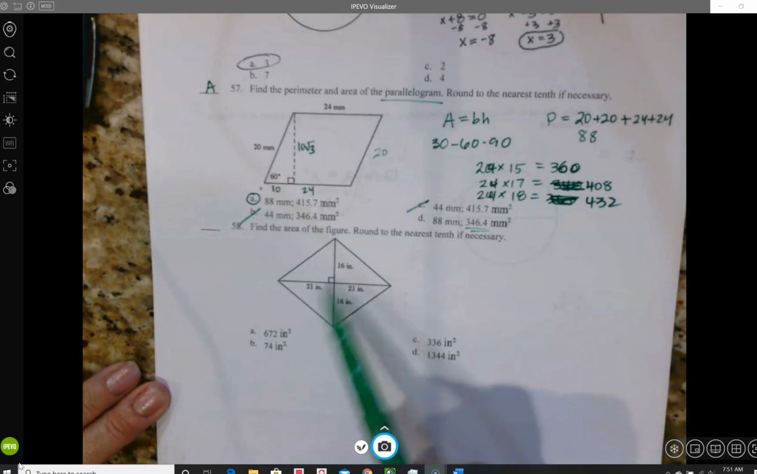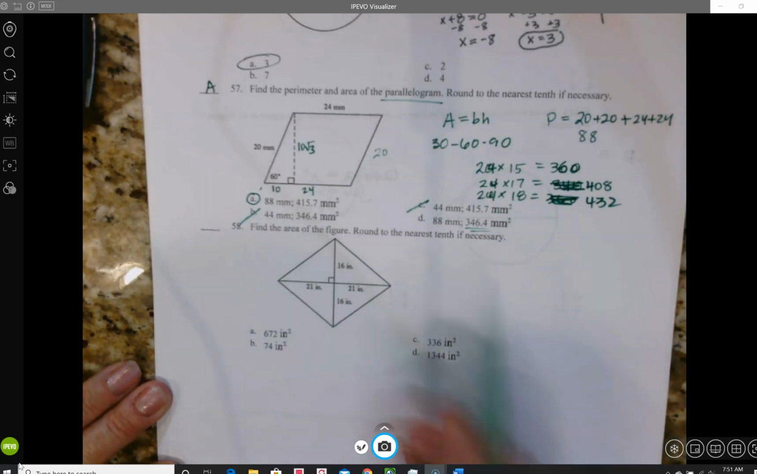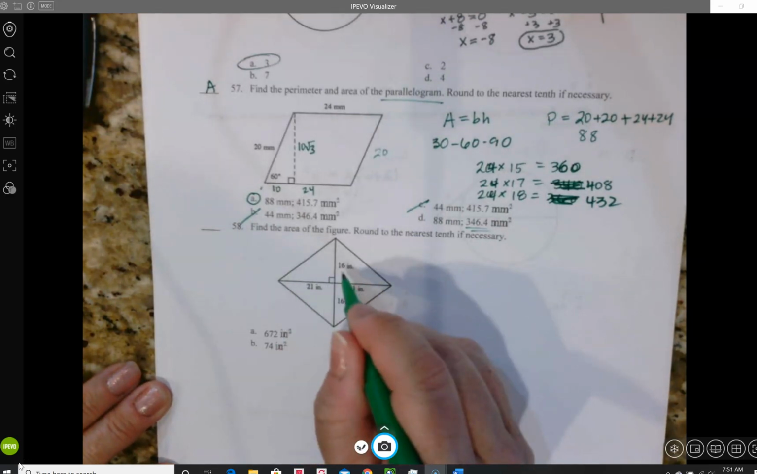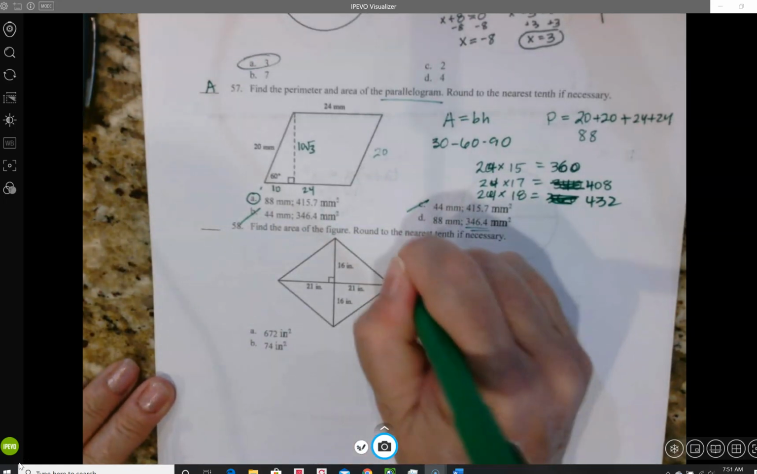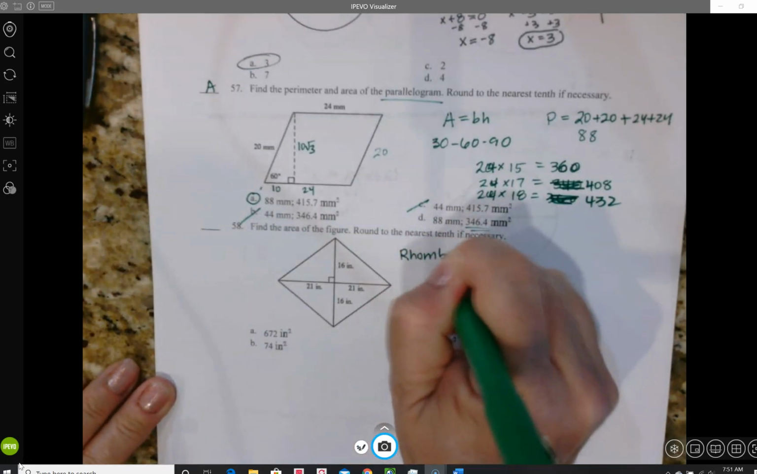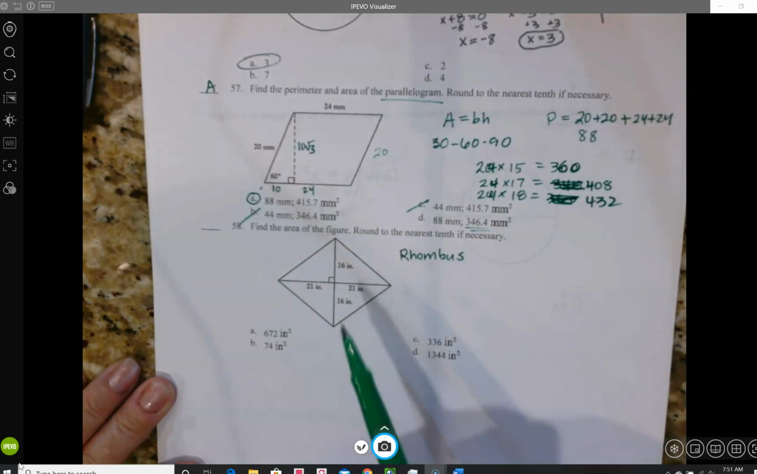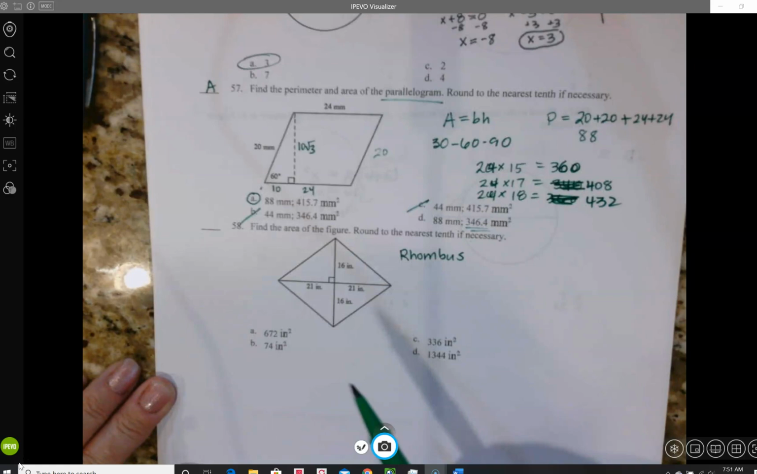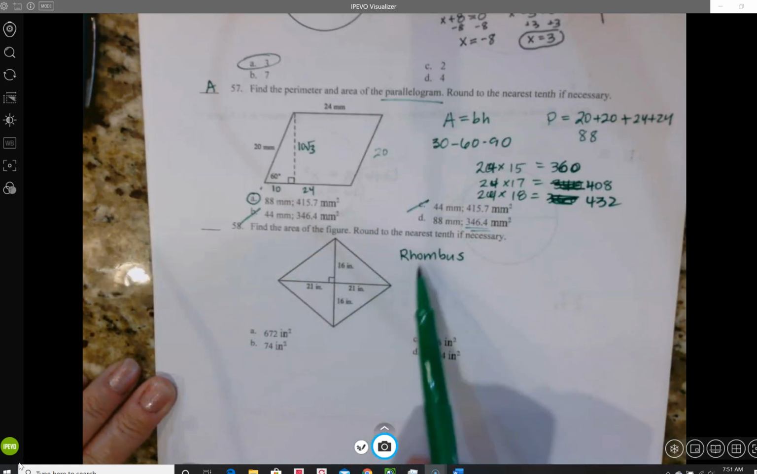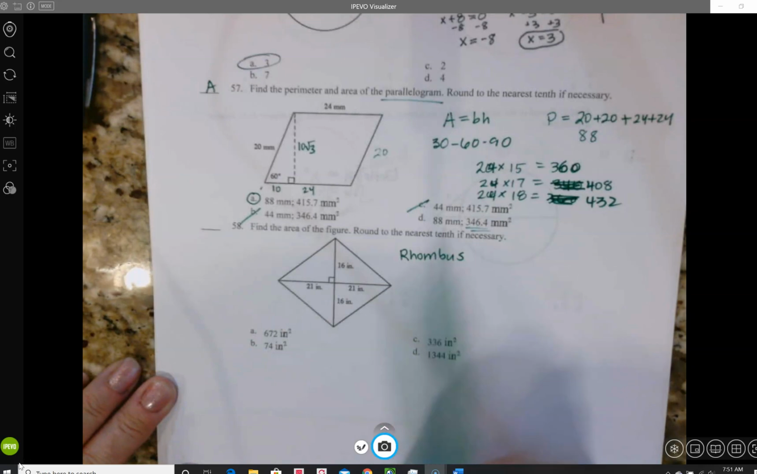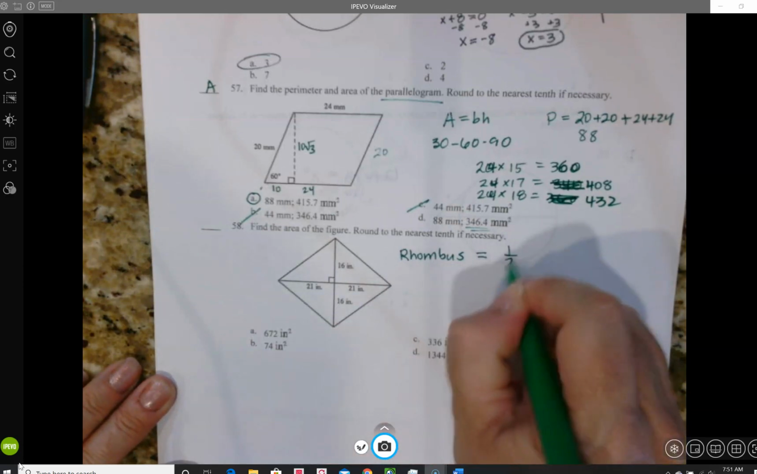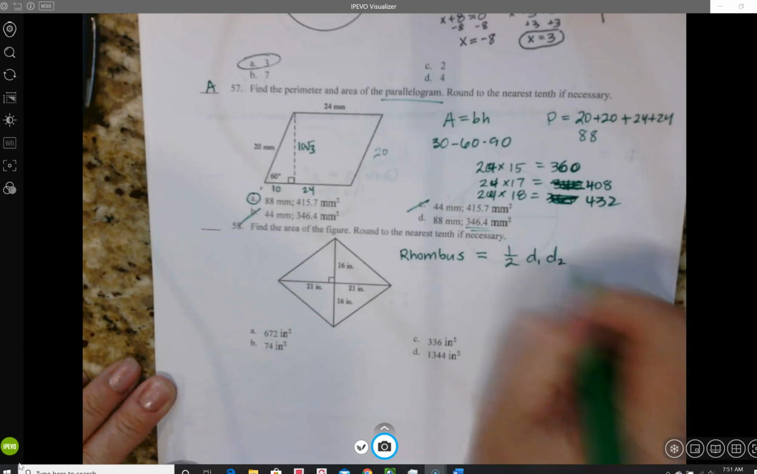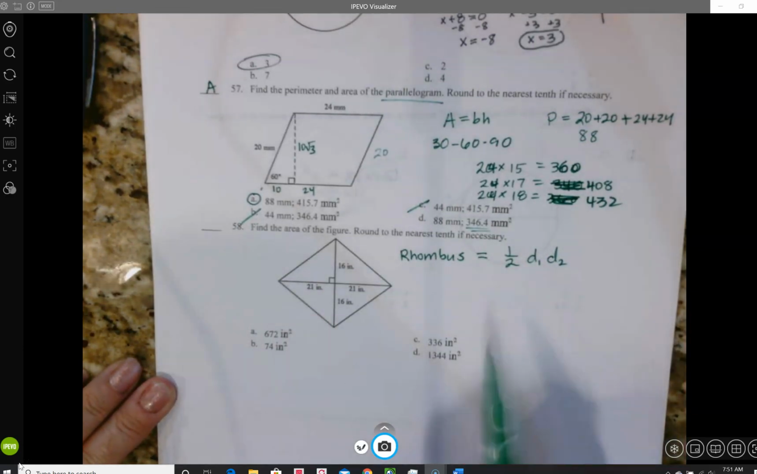All right, so I'm looking here at this next shape. Since I have diagonals and I have lengths that are the same, I am dealing with a rhombus. And a rhombus is really a parallelogram. So if you know the base and the height, you can find the area of the rhombus that way. But if you don't know the base and the height, you can do 1/2 times diagonal 1 times diagonal 2, which is the formula for the area of a rhombus.